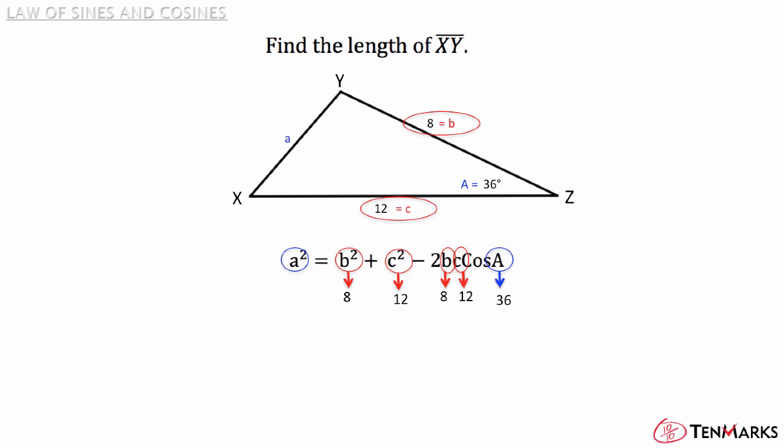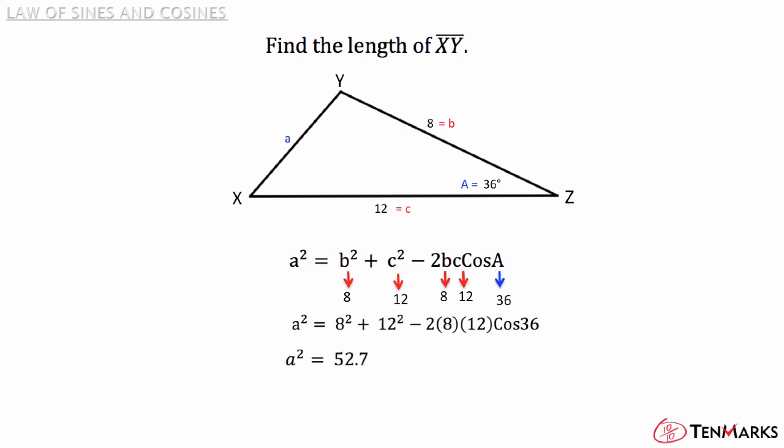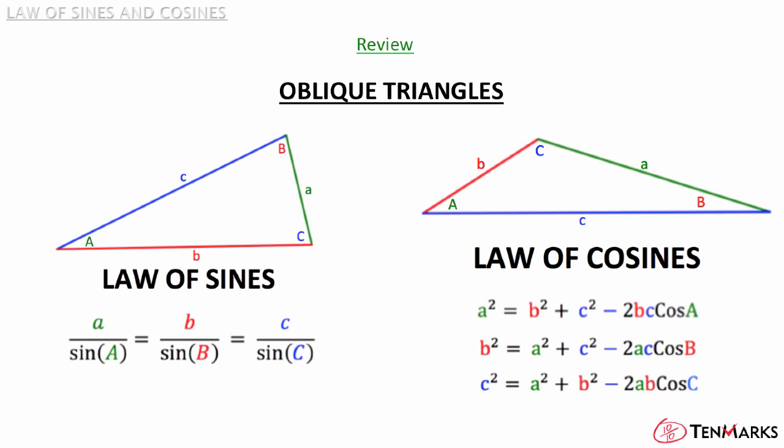Rewrite the equation with the given information. Simplify everything on the right-hand side of the equation to get a squared is equal to 52.7. Take the square root of both sides to get that a is equal to 7.3. So the length of xy is 7.3. In review, when you have an oblique triangle, you can use the law of sines or the law of cosines to solve for the missing angles and sides. Happy solving!